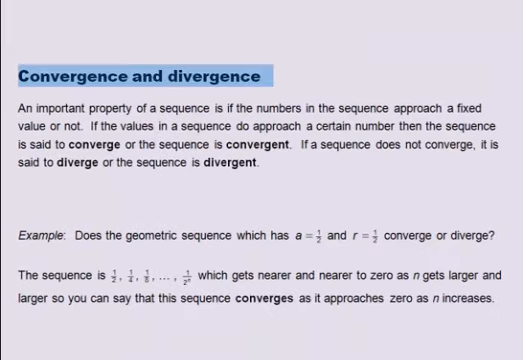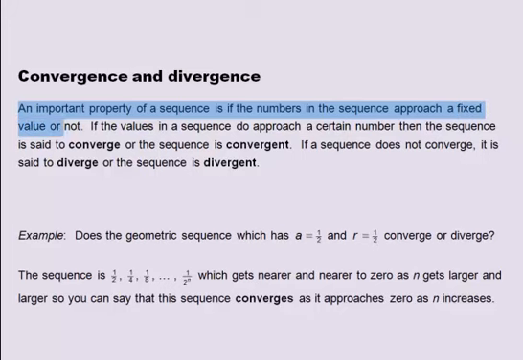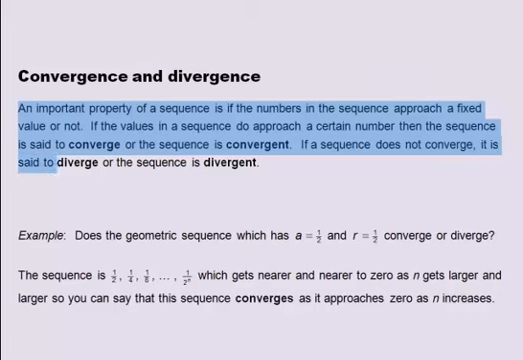Convergence and divergence. An important property of a sequence is whether the numbers in the sequence approach a fixed value or not. If the values in the sequence do approach a certain number, then the sequence is said to converge, or the sequence is convergent. If a sequence does not converge, it is said to diverge, or the sequence is divergent.